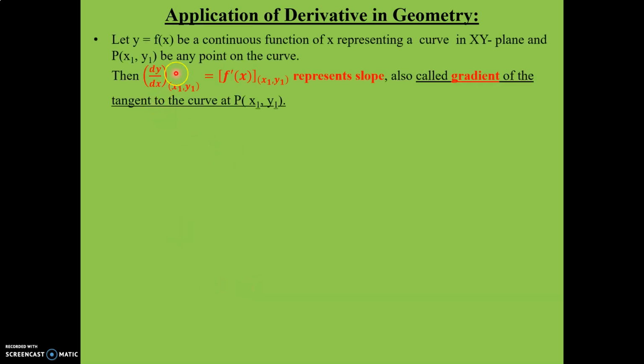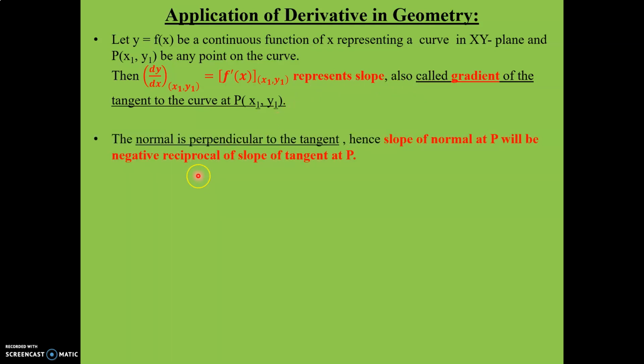So we'll start with the definition of this one. Let y is equal to f of x be a continuous function of x representing a curve in the xy plane and P of (x1, y1) be any point on the curve. Then the derivative of y with respect to x at the point is equal to f dash x. The first derivative at the point represents the slope. So the first derivative at that particular point is the slope of the given curve and is called the gradient of the tangent to the curve at P of (x1, y1).